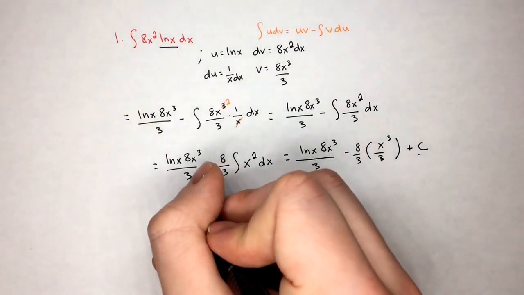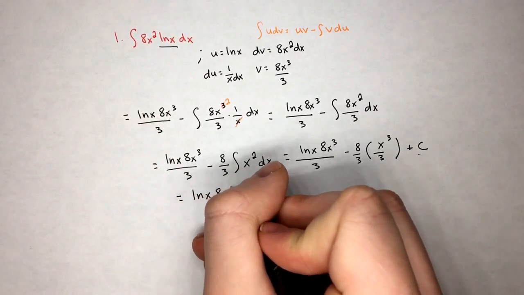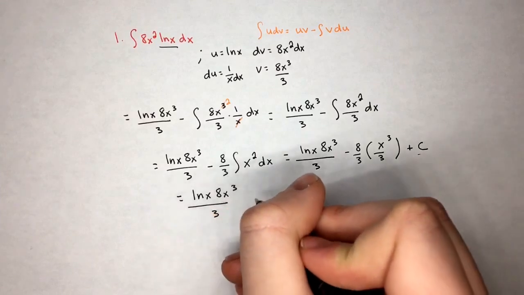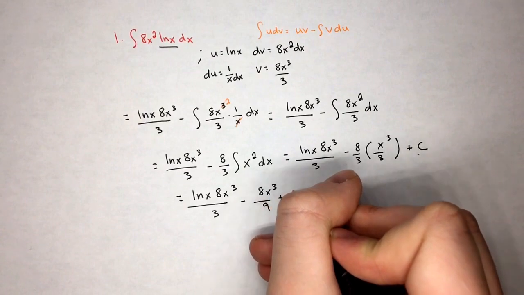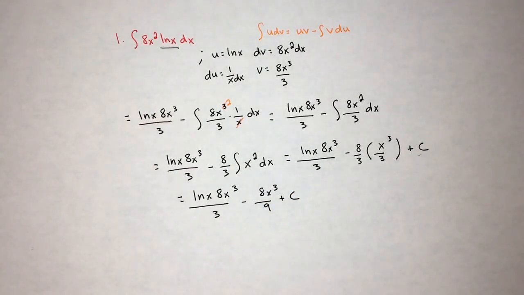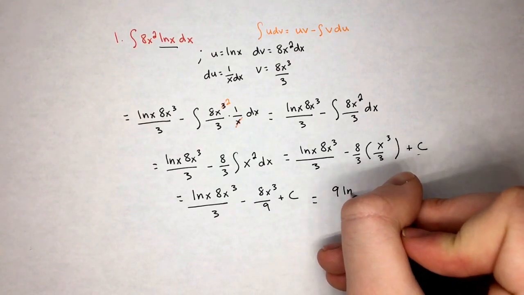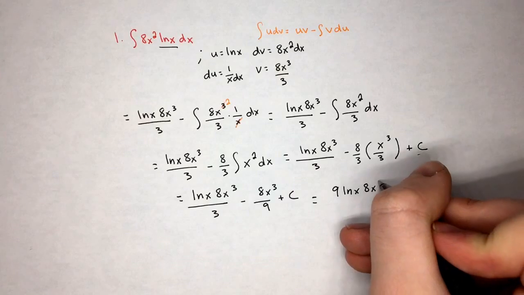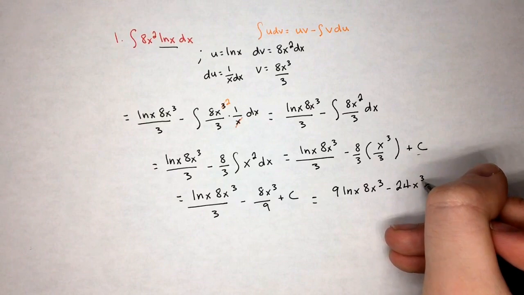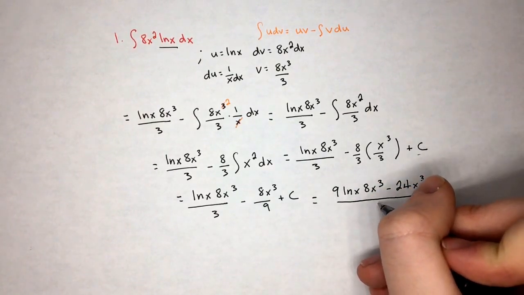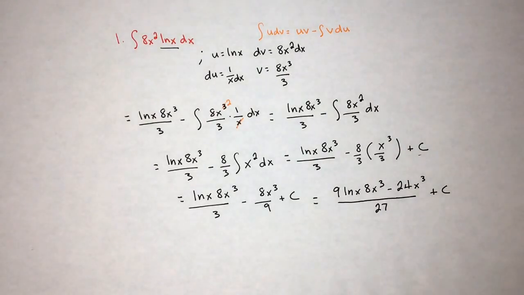Now rewritten, we just get the natural log of x times 8x cubed over 3 minus 8x cubed over 9 plus c. We can take it one step further for simplifying, but it's really not necessary. We get 9 natural log of x times 8x cubed minus 24x cubed all over 27 plus c. Alright, that's the solution to the first one.